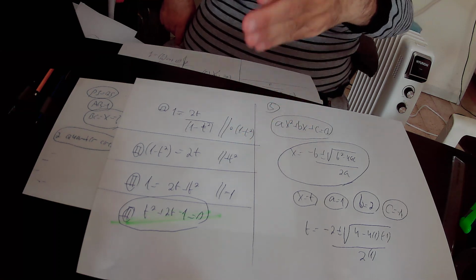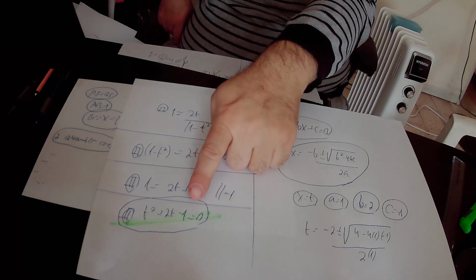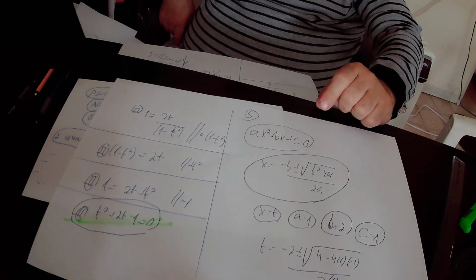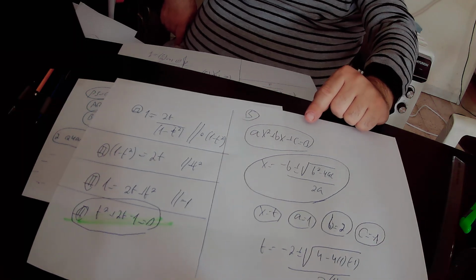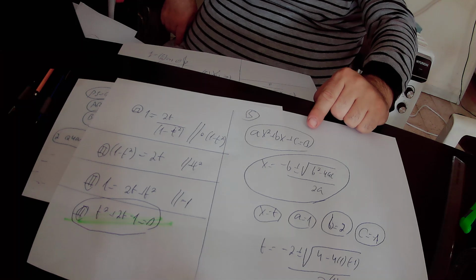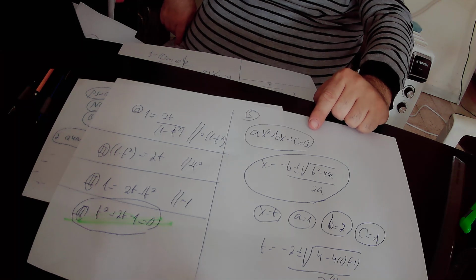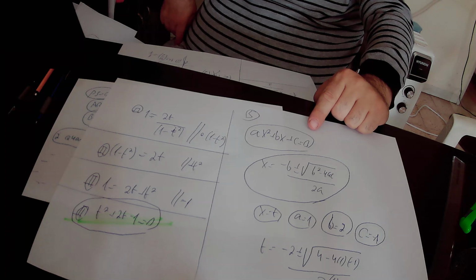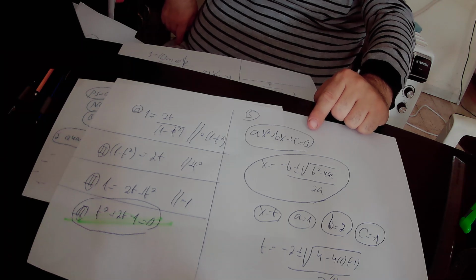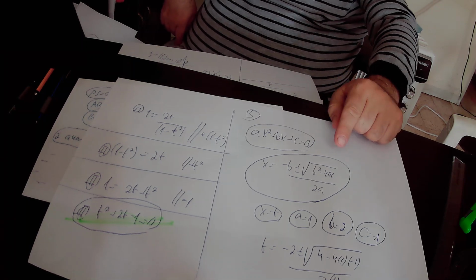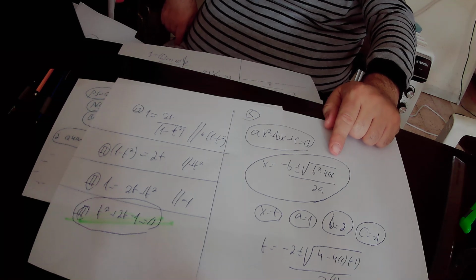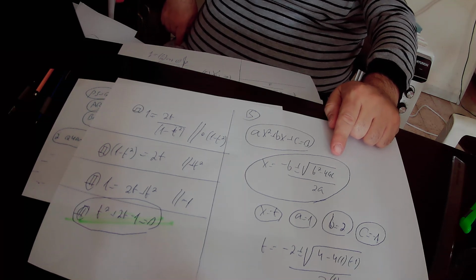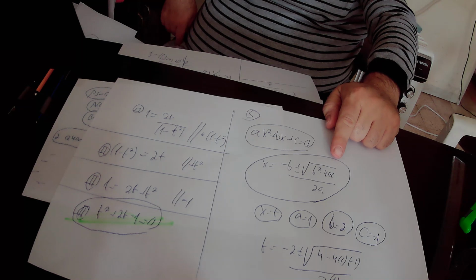This equation is a quadratic equation, and the general form of a quadratic equation is ax squared plus bx plus c equals 0. In this general formula, a, b, and c are the coefficients of the quadratic equation, and x is the variable that we are looking for. And we find the value of x according to the following formula: x equals minus b plus or minus the square root of b squared minus 4ac, over 2a.